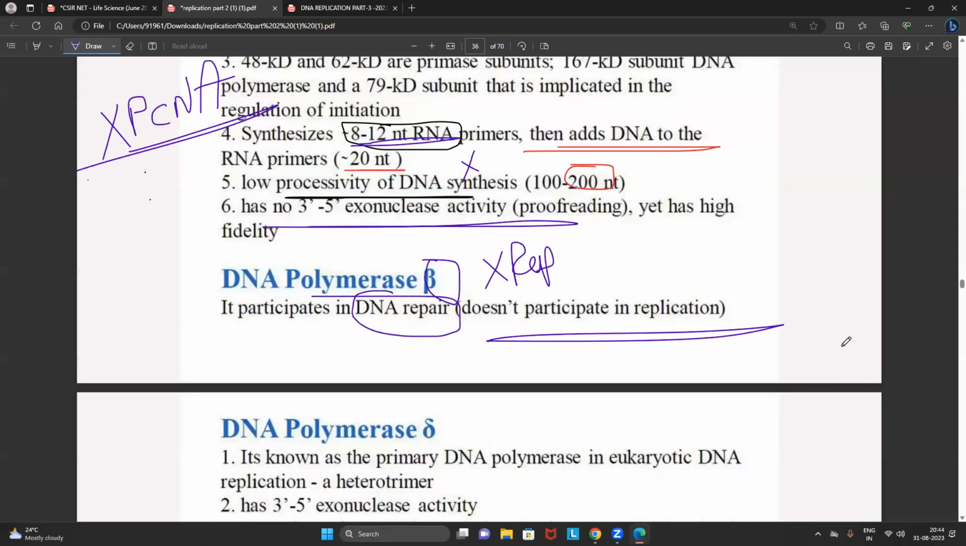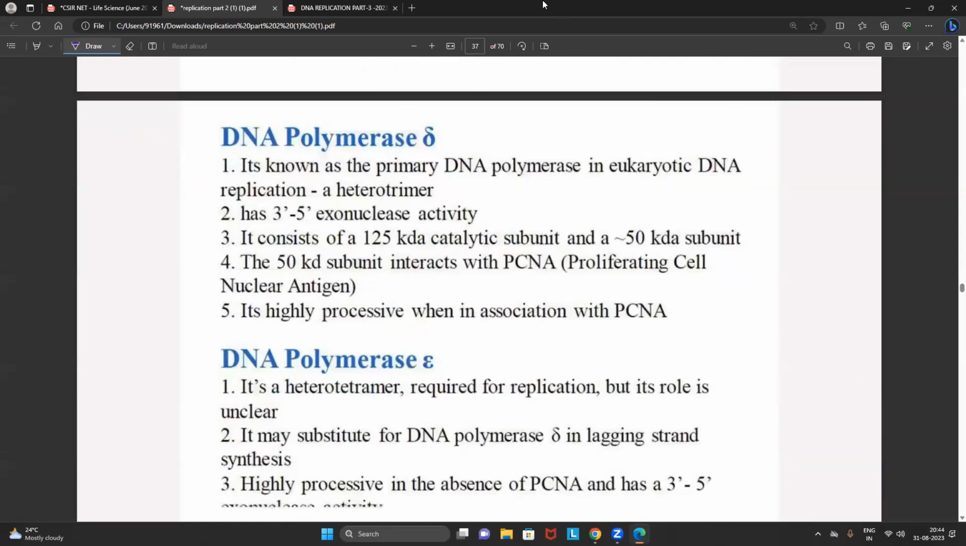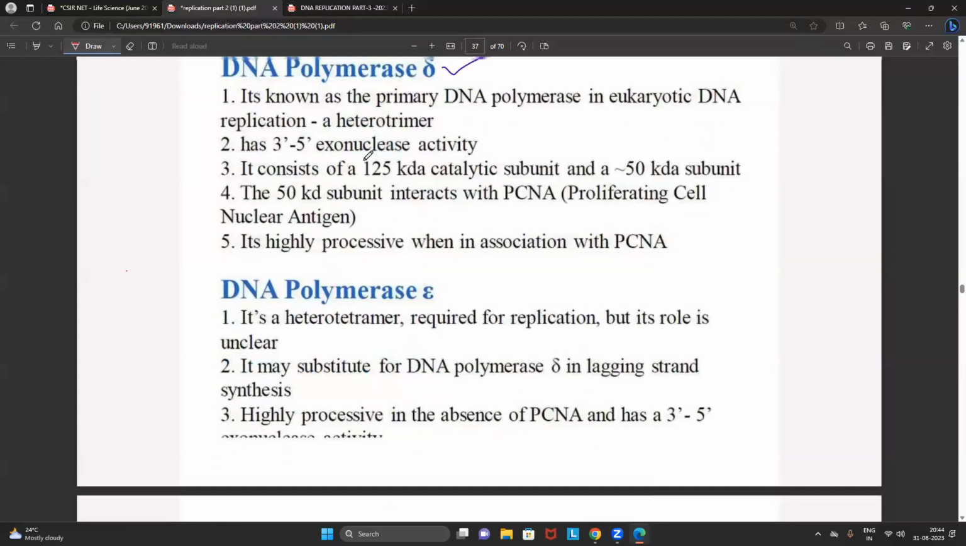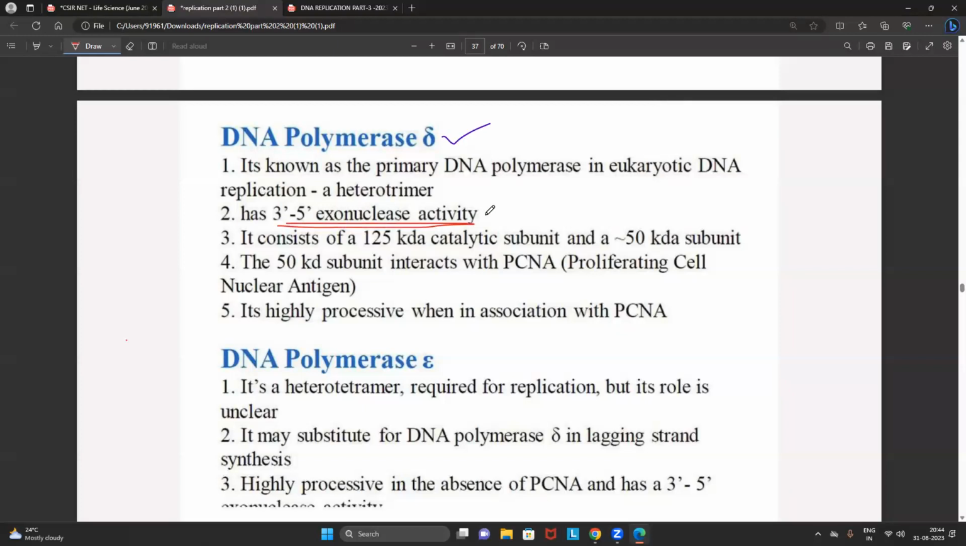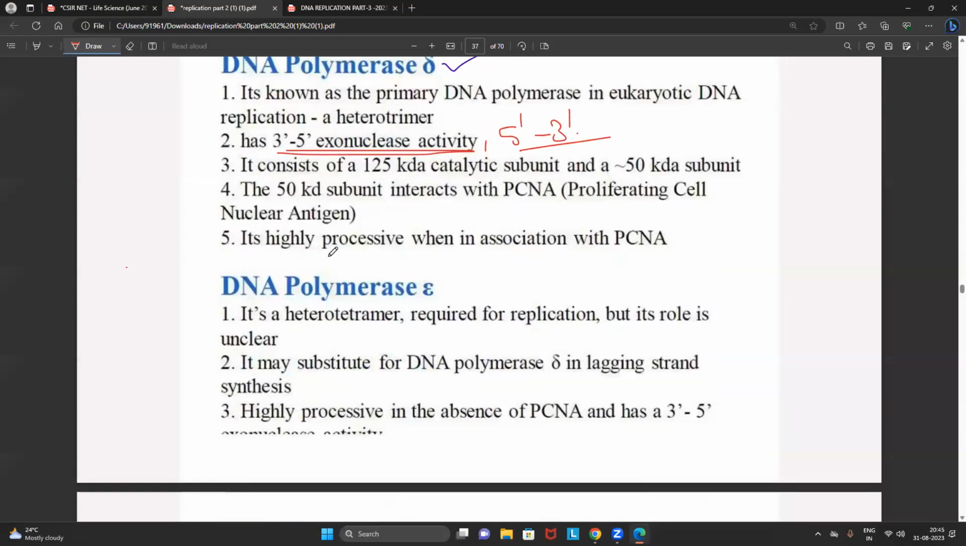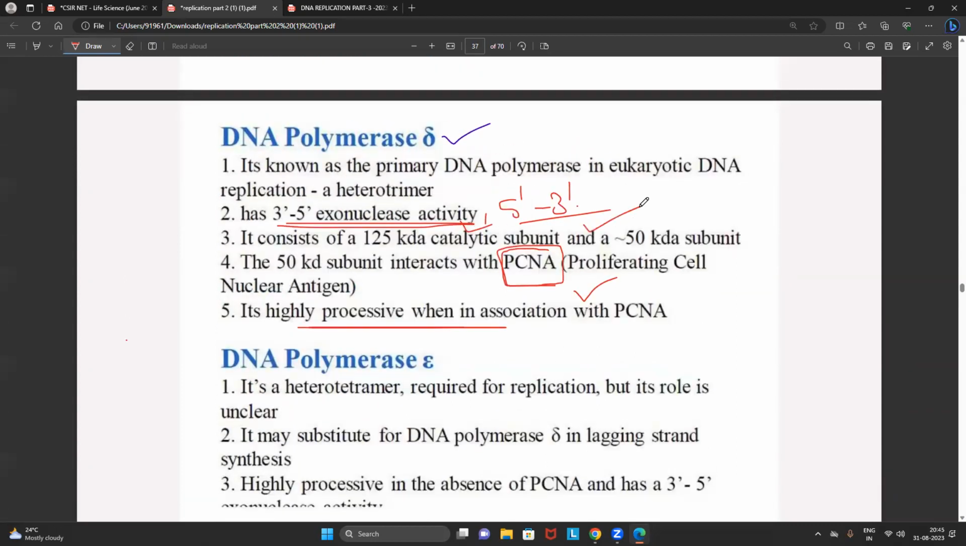Now, what is the most versatile protein, the most unique protein? That is polymerase delta. Why is polymerase delta the most unique protein, friends? The reason, every one of you listen, is that it has the proofreading activity, it has the polymerization activity, and it has the highest processivity. Why does it have the highest processivity? Because it is associated with an important protein called PCNA, proliferating cell nuclear antigen. So it will do the proofreading and the polymerization associated with PCNA. So it is so powerful.